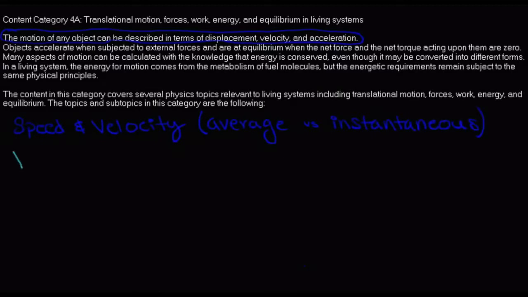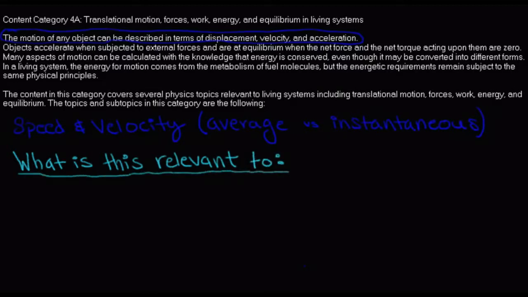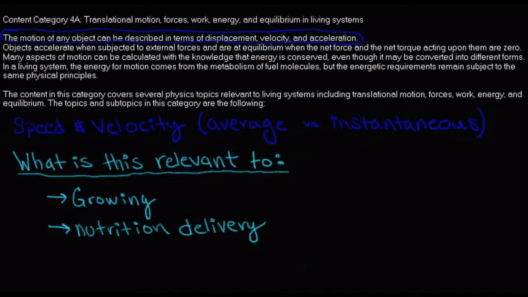And we should always be asking ourselves, how is this bullet point relevant to living systems? 4A is all about living systems. So let's take a few examples. You can talk about the growth. That's a certain type of speed and velocity. You can talk about nutritional transport. Very relevant to living systems.